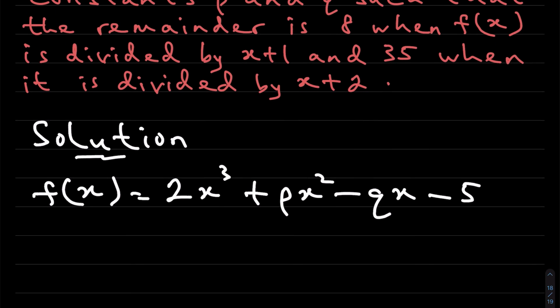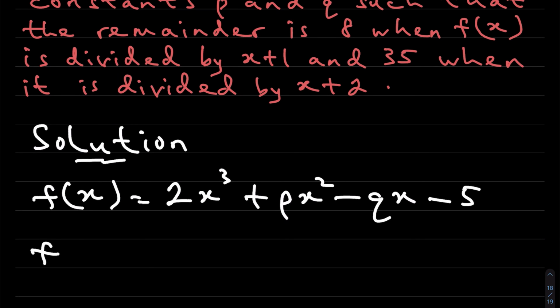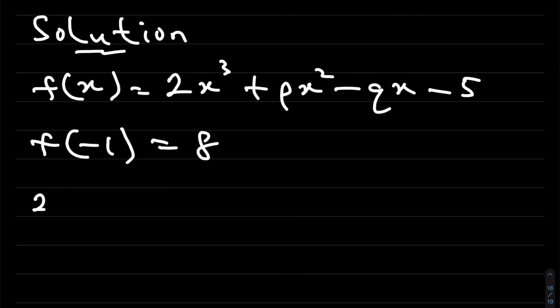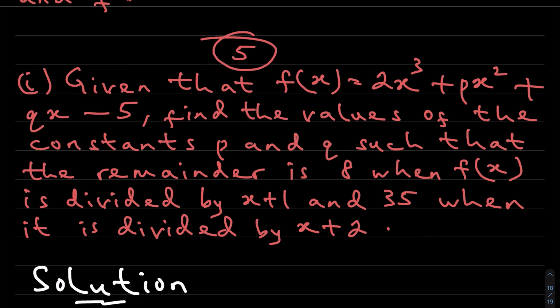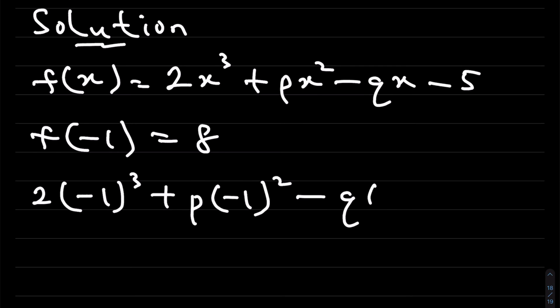Okay, when f of x is divided by x plus 1, the remainder is 8. That means f of minus 1 is 8, which simply means 2 times minus 1 cubed plus p times minus 1 squared minus q times minus 1 minus 5 equals 8.